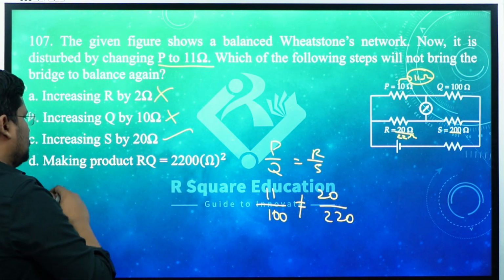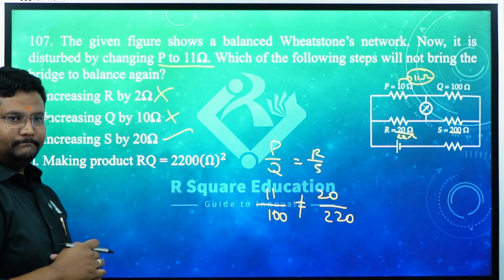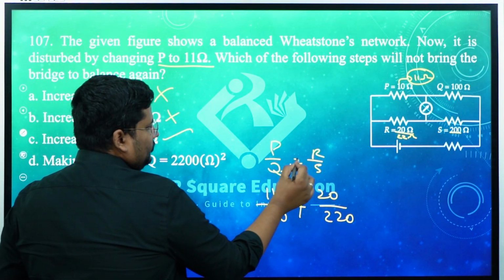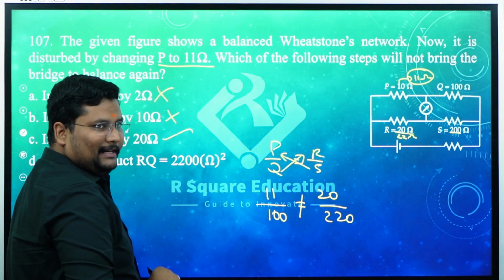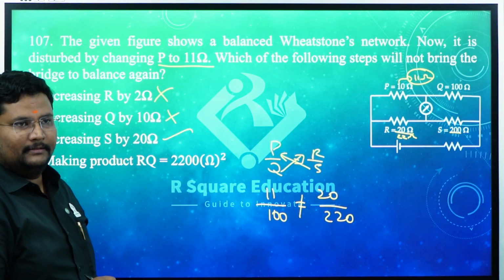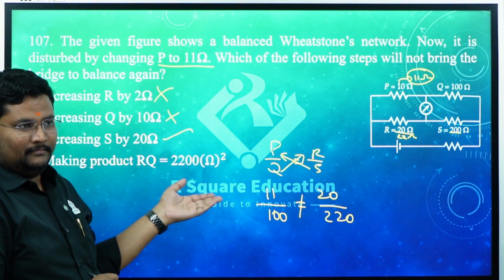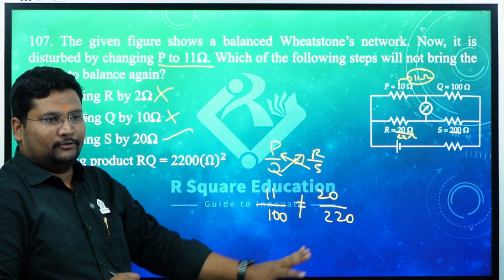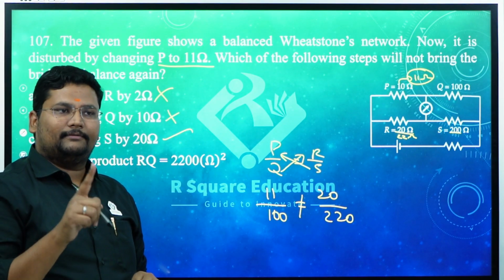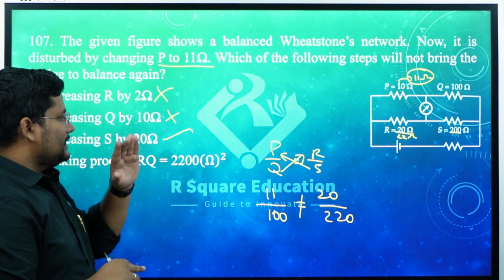Check this also. Making product RQ equal to 2200. If you cross multiply, you need to check whether it is balanced. 11 into 200, 2200. Again product of RQ is 2200. So it is again balancing. So the only combination when the bridge is not going to balance is increasing S by 20 ohms.